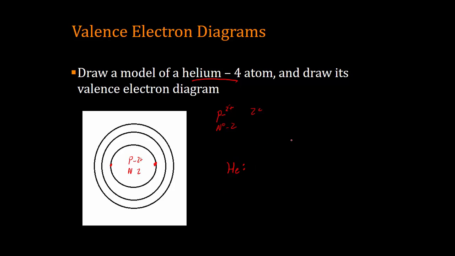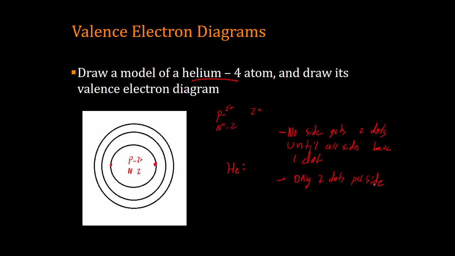Now, helium breaks a rule. Usually on electron dot diagrams, there's 2 rules. No side gets 2 dots until all sides have at least 1, and only 2 dots per side.